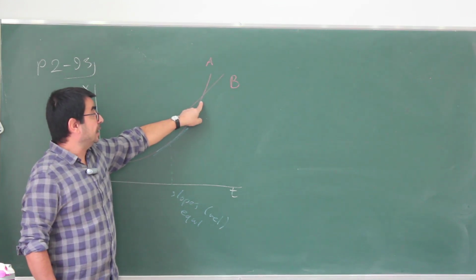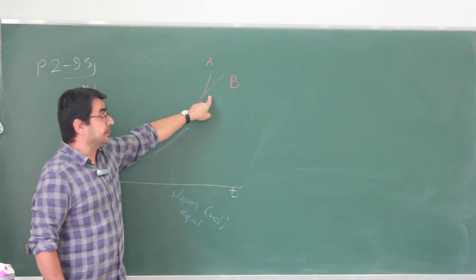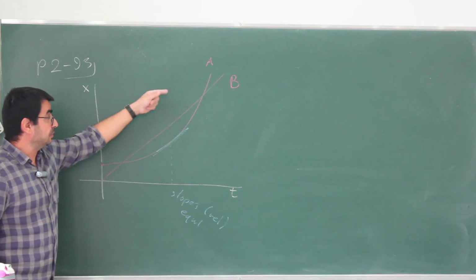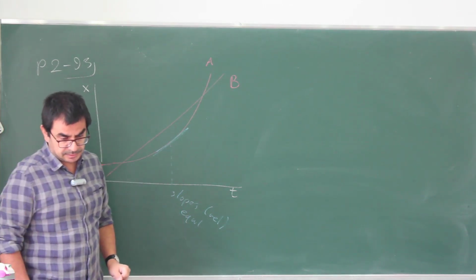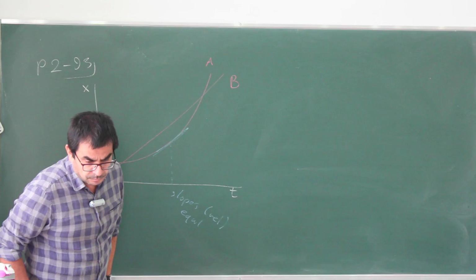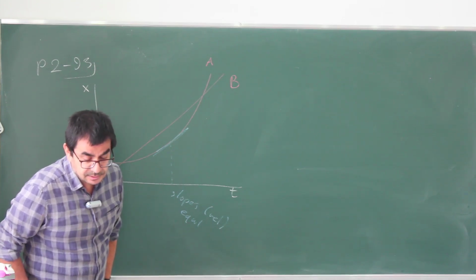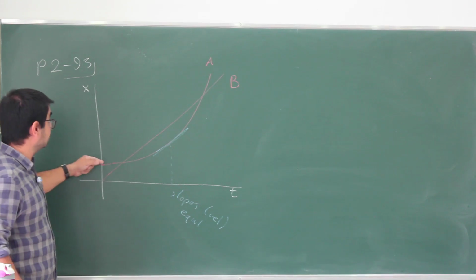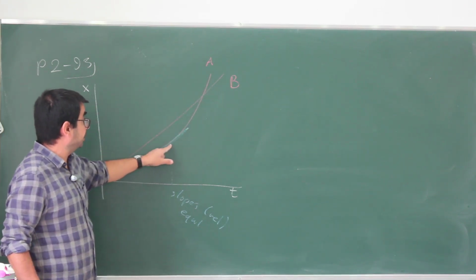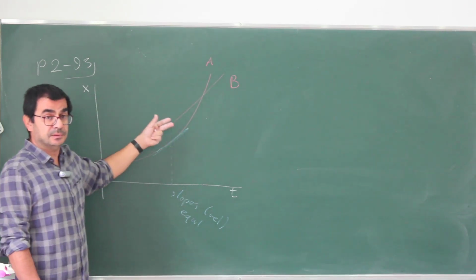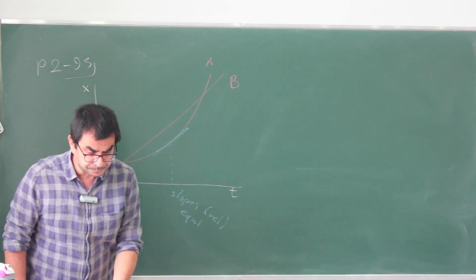Just before this point, A's position is less than B. After that point, A's position is more than B, so it's overtaking B at that point. Which bicycle is passing the other? I already said that. Which bicycle has the highest instantaneous velocity? Now, this one is constantly increasing its velocity. After this point, at every point, its instantaneous velocity is larger than B.